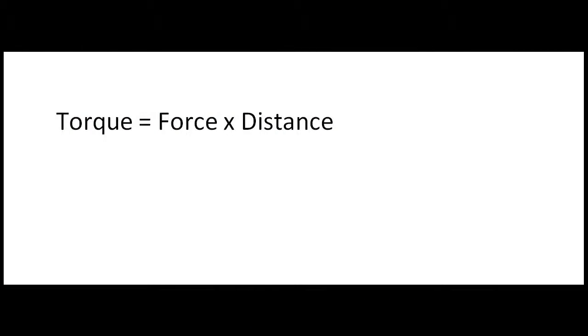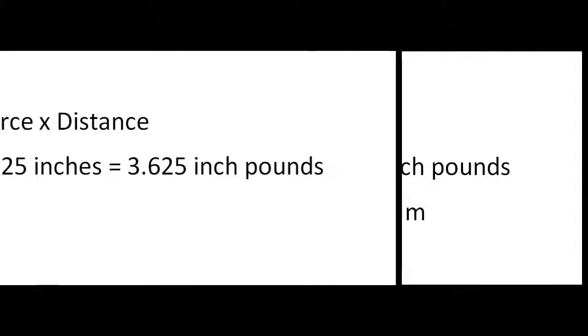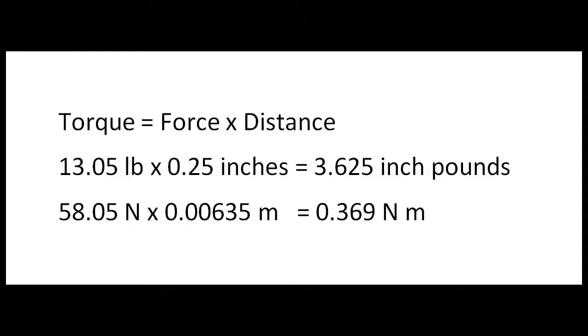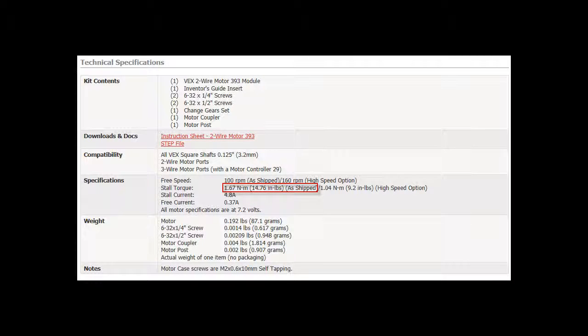Let's look at the calculation. Torque equals force times distance. Putting in our values, 13.05 times the radius gives us 3.625 inch-pounds. Using metric numbers, we end up with a value of 0.369 Newton-meters. Comparing those values to the specifications of the motor from the VEX website, we can see that they're well under the stall torque.